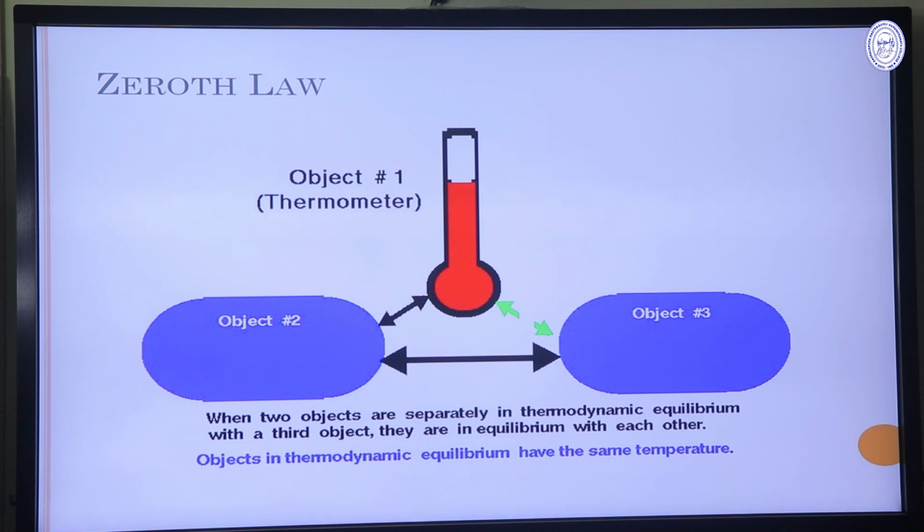As I mentioned, if you concentrate upon this particular diagram, we can see object 1, which is a thermometer, object 2 and another object, that is the third system, object 3. When two objects are separately in thermodynamic equilibrium with a third object, then there is no need of linking between them. Finally they will achieve equilibrium and will be in equilibrium with each other.